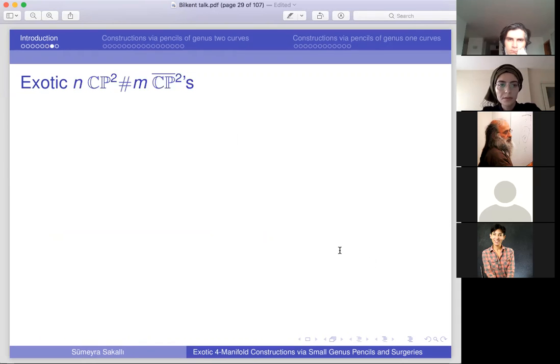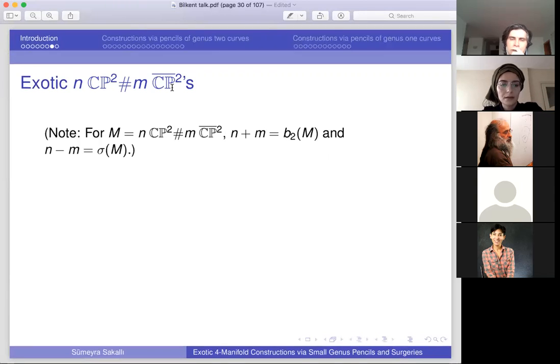So how about exotic manifolds of these types? So here I take n connected sums of CP2s, connected sums with, again, m copies of CP2 bars. We connect all of them. And CP2 bar means complex projective plane with reverse orientation. So now I'm looking at this type of manifolds. And a remark, if you have such a manifold, then when you add up the coefficients, it gives you the second Betti number of your manifold, B2. And their difference gives us the signature of the manifold. And this is a topological invariant of our manifold.